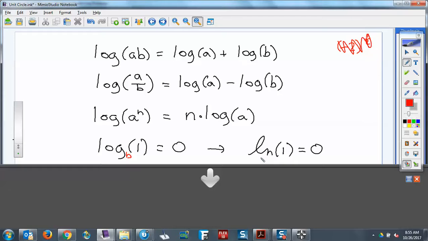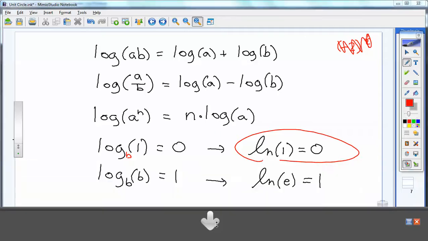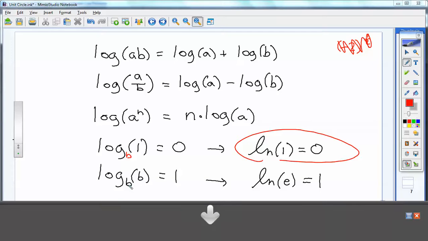So log of 1 is always 0. This is the one that we'll run into most of the time all year long. So that's just something you got to know. ln 1 is 0, okay? Because that's how we'll usually see it, with natural log. And then the other one is log base B of B is always 1, because B to the first is B, right?